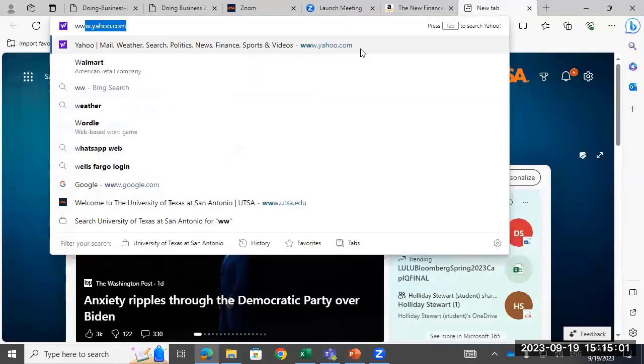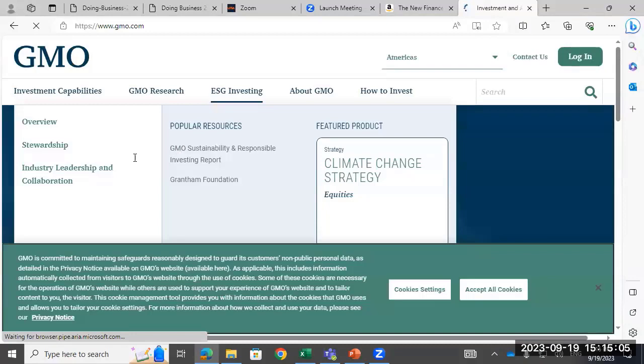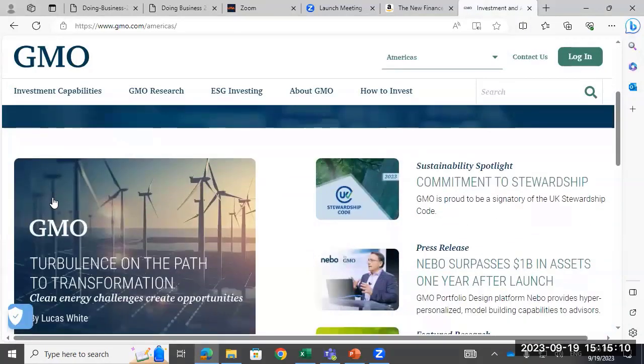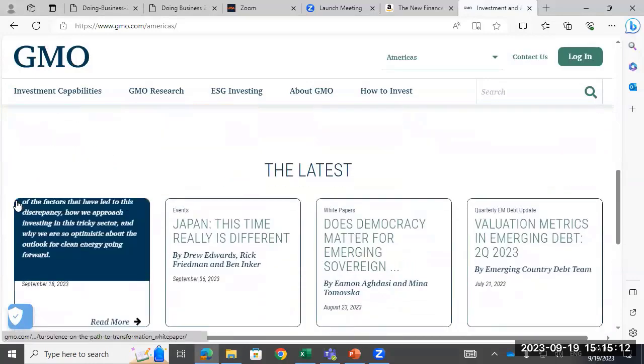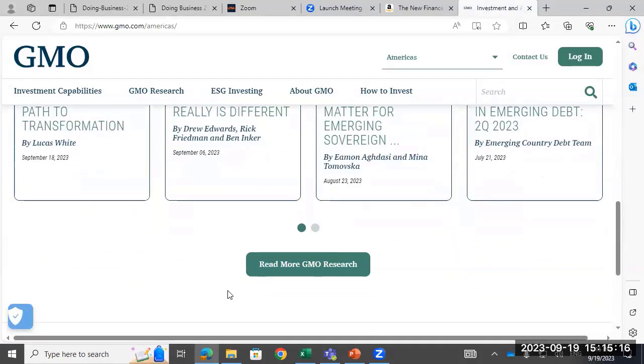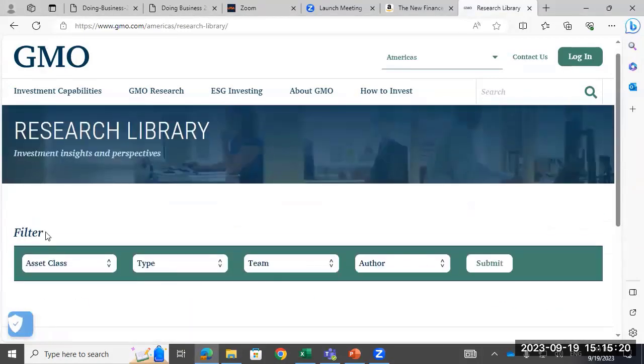Let's see if I can get GMO. I don't remember my login, so I don't know if I can get in or not. Yeah, it's not in there. It's going to make me log in.